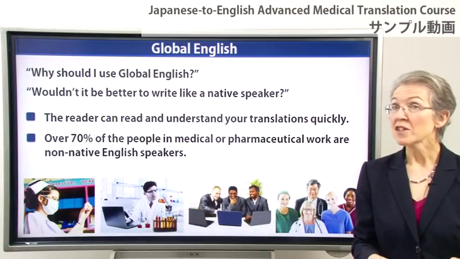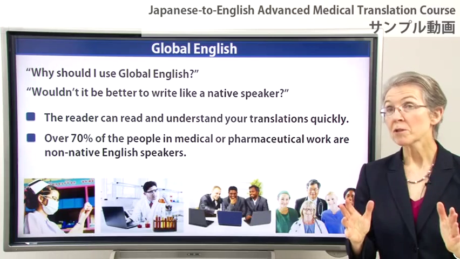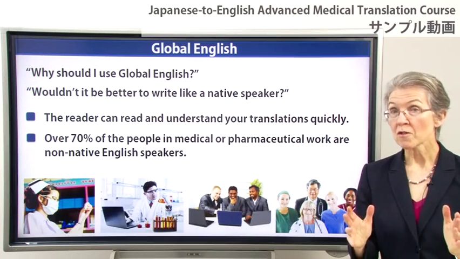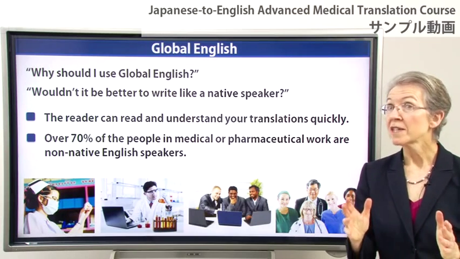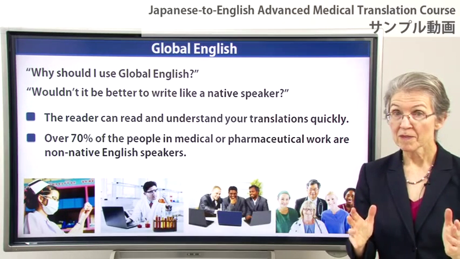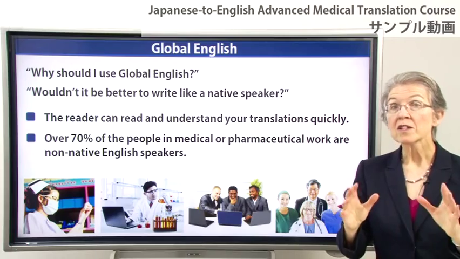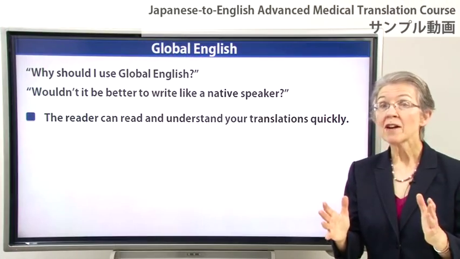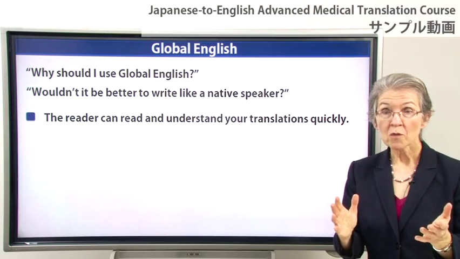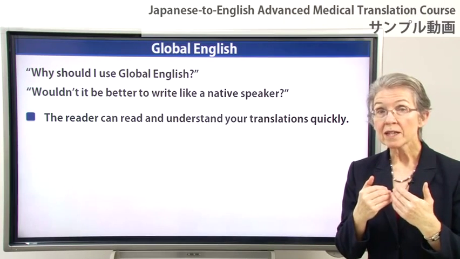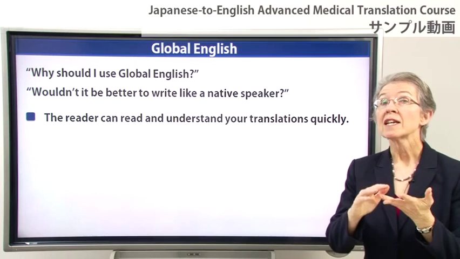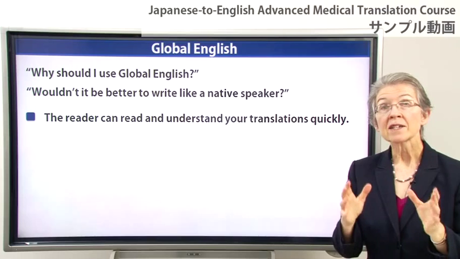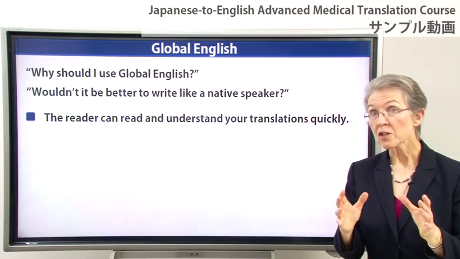Today, I estimate that over 70% of the people who use English in medical or pharmaceutical work are not native English speakers. And in some areas, this number is much higher. The reader doesn't have much time, so we have to write clearly and concisely and coherently. Then the reader can read and understand our translations quickly.